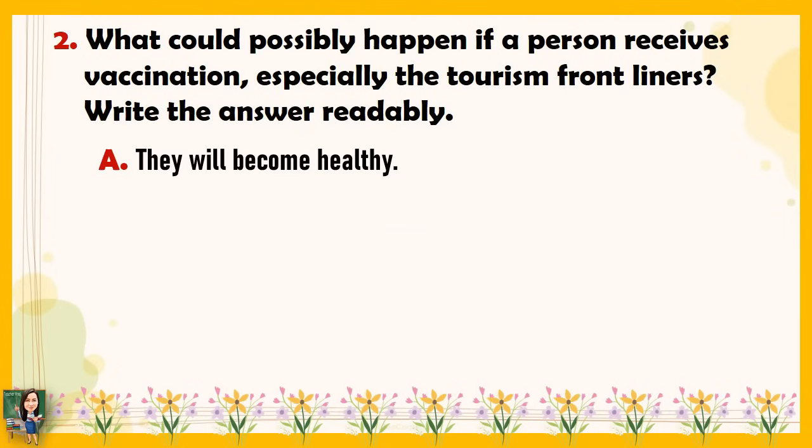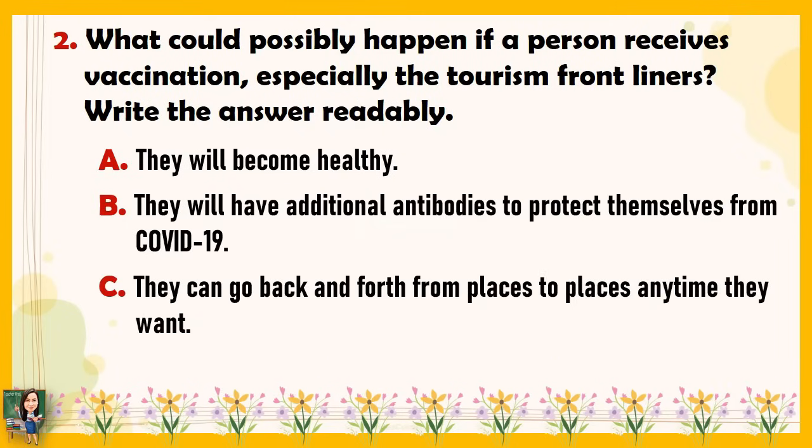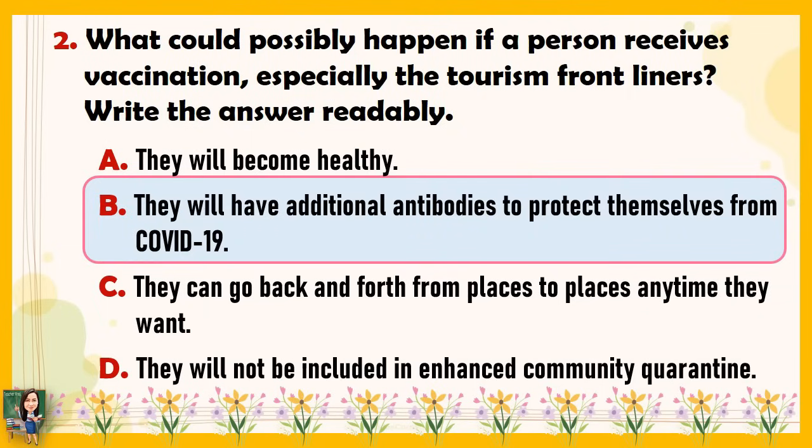A. They will become healthy. B. They will have additional antibodies to protect themselves from COVID-19. C. They can go back and forth from places to places anytime they want. D. They will not be included in enhanced community quarantine. What is the correct answer? Very good. The correct answer is letter B. They will have additional antibodies to protect themselves from COVID-19.